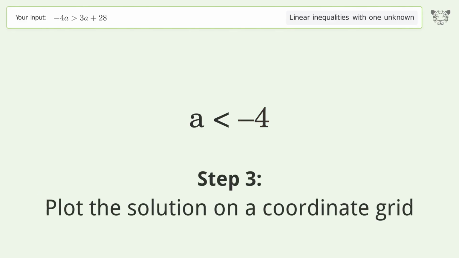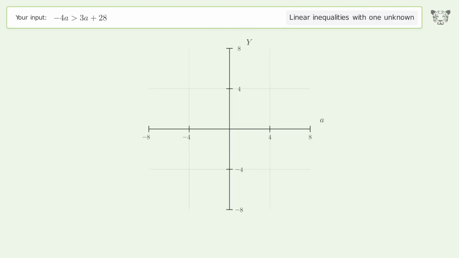Plot the solution on a coordinate grid. And so the final result is a smaller than -4.